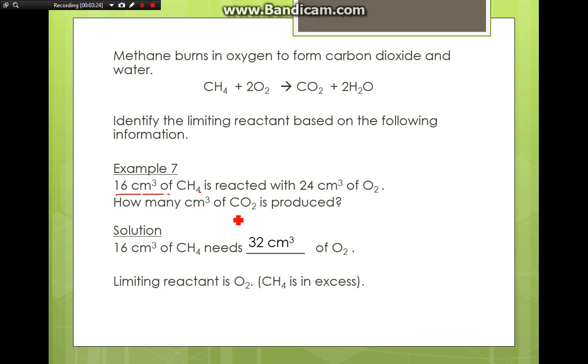And importantly, how do we find out the amount of products? How do we find out the amount of CO2? We will need to base it on the limiting reactant. So we have 24 cubic centimeter of oxygen in the mixture. If this is 24, we will have 12 cubic centimeter of carbon dioxide. The limiting reactant will control the amount of products.